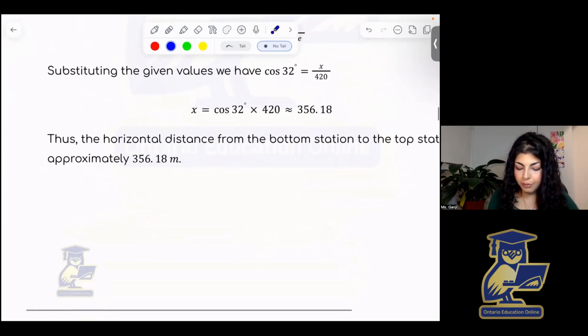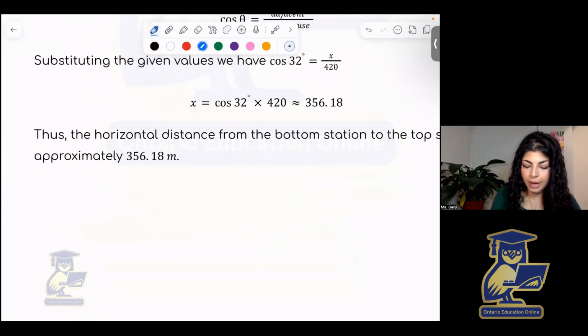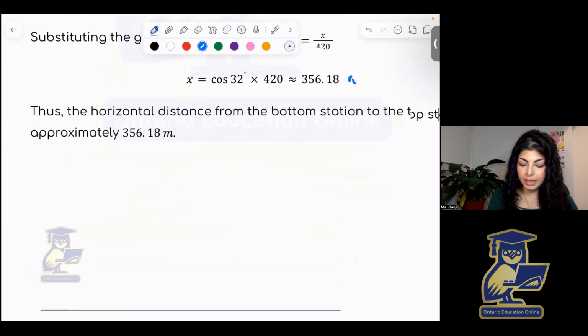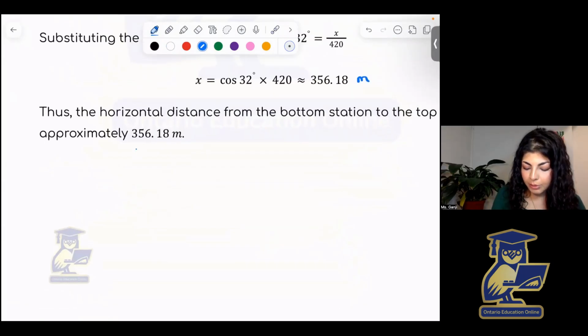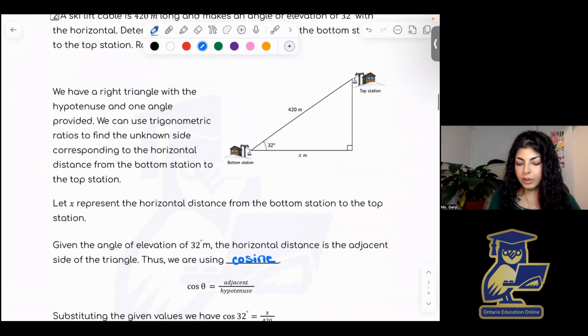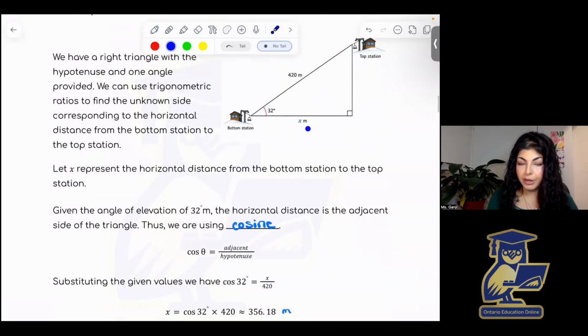And actually, I should have rounded here. So I'll keep this as my final answer here in meters, but then in my conclusion, because we were told to round to the nearest meter, I will say the horizontal distance from the bottom station to the top station is approximately 356 meters.